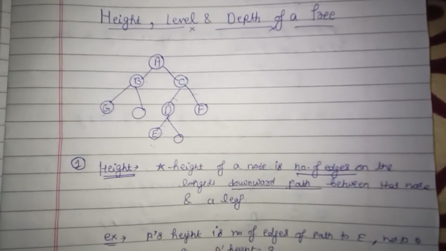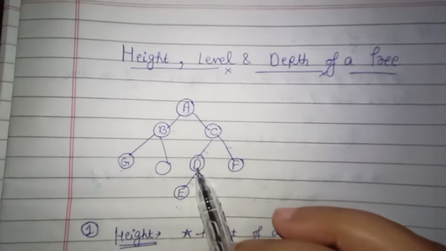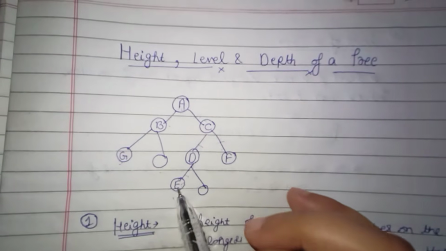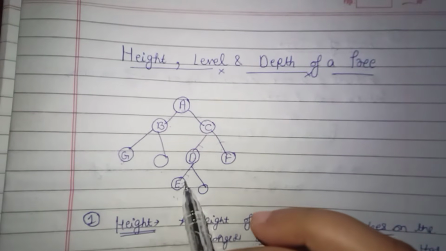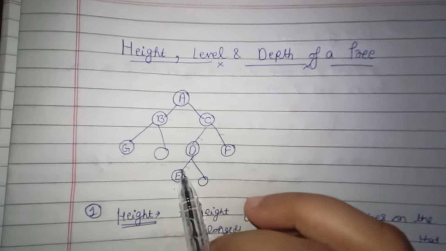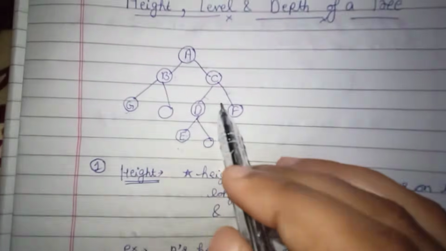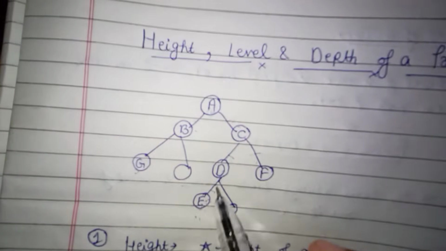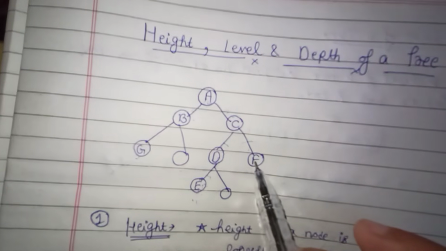Okay, now we will discuss D's height. So D's height would be from D to the leaf node, and there is only one leaf node in the case of D. Okay, so the height of D would be 1. Now we go on to C's height. So C's height would be from C to the leaf nodes, and in the case of C there are two leaf nodes, E and F.